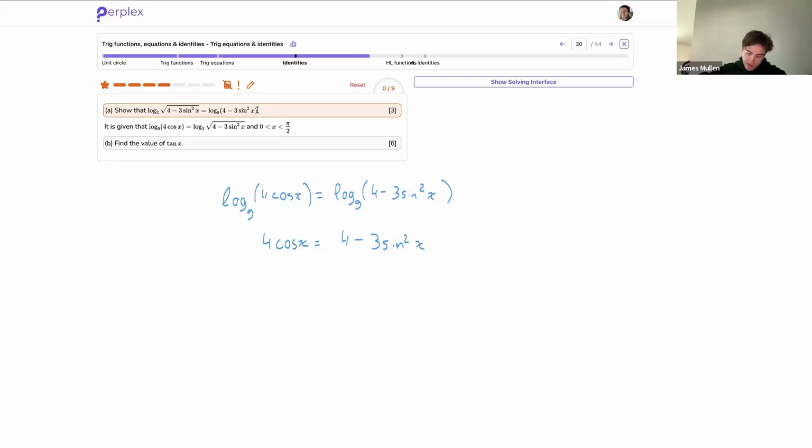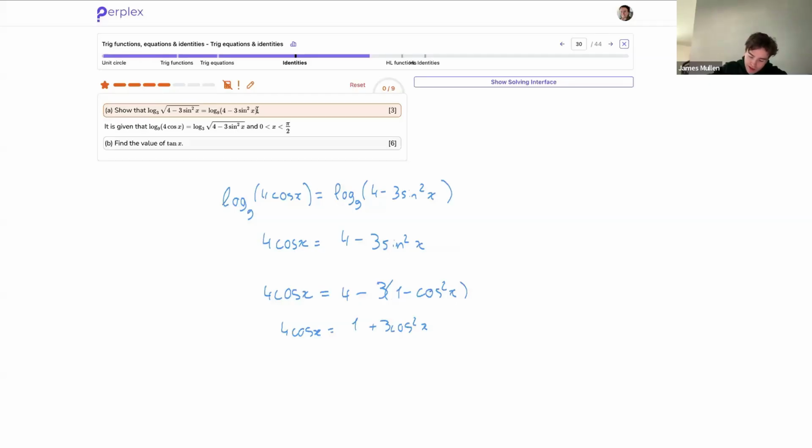All right? That is what I know. And now I can use my trig identity to rewrite sin squared of x. And I'm going to end up with 4 cos of x is equal to 4 minus 3 times 1 minus cos squared of x. Or in other words, 4 cos of x is equal to 4 minus 3, which is 1, and then plus 3 cos squared of x.